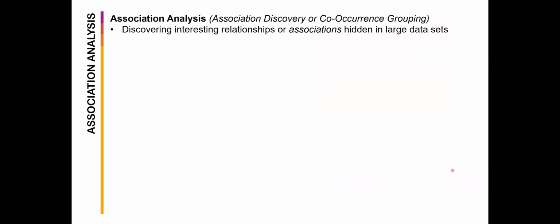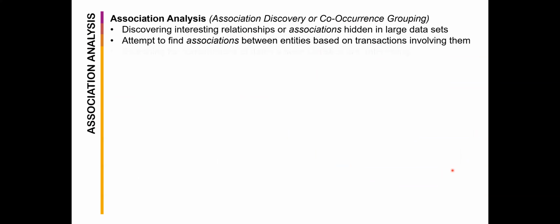Let's proceed. They are looking at the association of different products. They are discovering interesting relationships or associations hidden in large data sets. They attempt to find associations between entities based on the transactions involving them, by searching combinations of items whose statistics are, quote unquote, interesting. It's also called market basket analysis because, deriving from that concept, we are looking at each basket in the grocery. It's a simplified model.